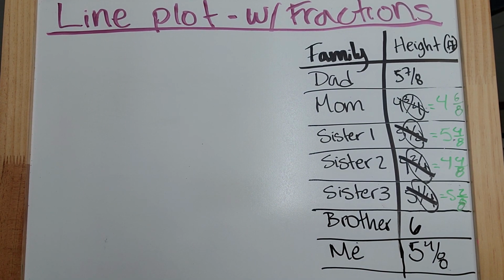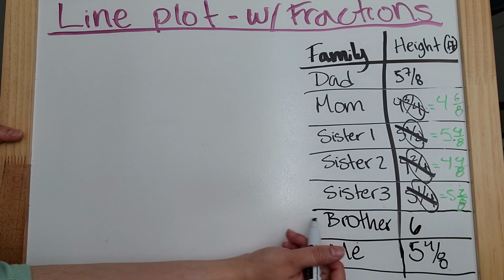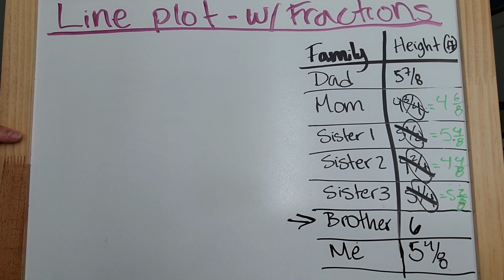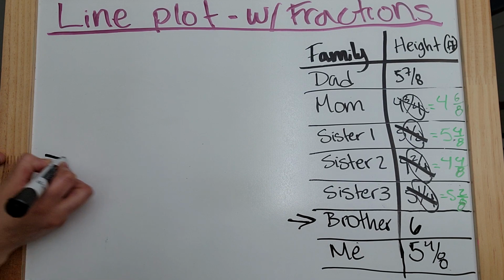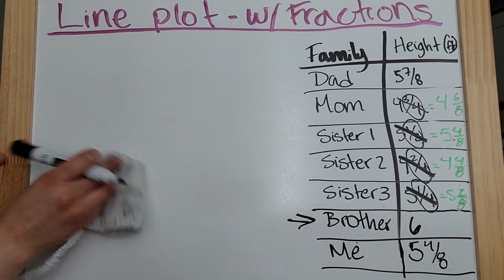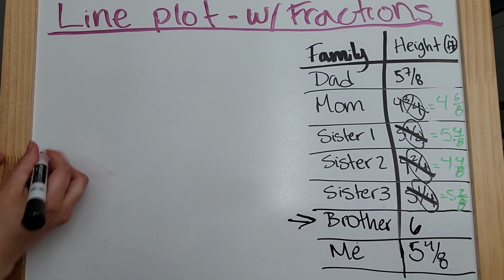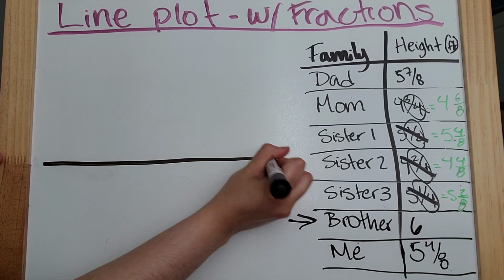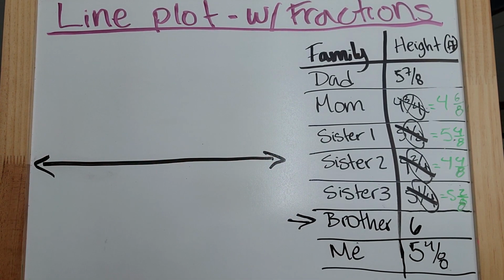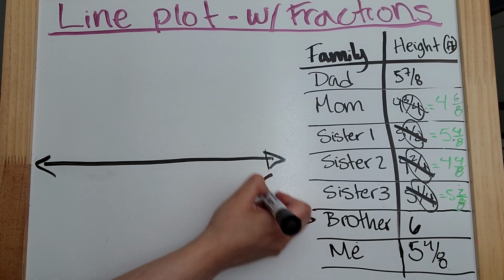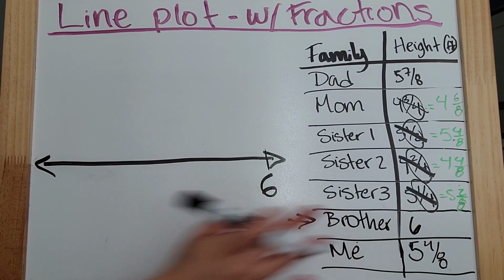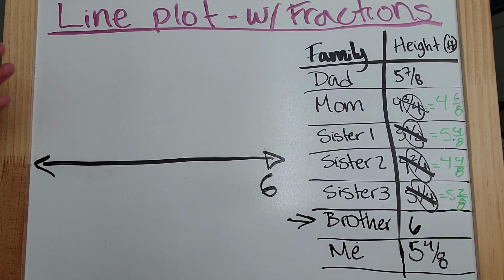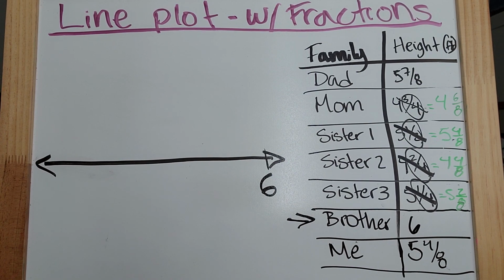Okay, so it looks like my brother is the tallest in the family, and so I'm going to go ahead and start my number line, so my line plot. And the ending has to be 6, right? That's the biggest one. And now I'm going to go ahead and look for the smallest number. For the smallest number, I'm going to check first the whole numbers.